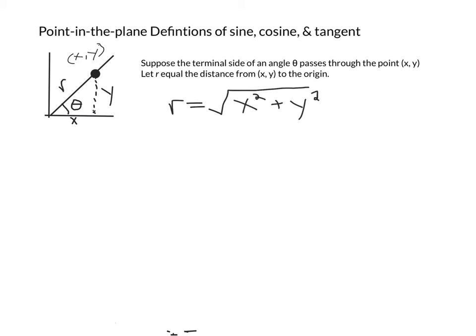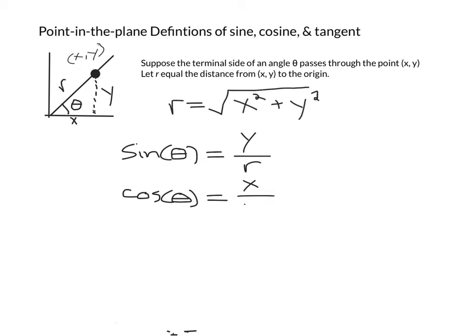Now, just from what we know about SOHCAHTOA, we can define sine theta in terms of this stuff we have in front of us. The sine of that angle is opposite over hypotenuse, so the opposite side is y, and the hypotenuse is r. Same deal with cosine. We know the cosine of that angle is adjacent over hypotenuse, so the adjacent side is x, and the hypotenuse is r. And we know that the tangent of that angle, TOA, tangent is opposite over adjacent, so that's just y over x.